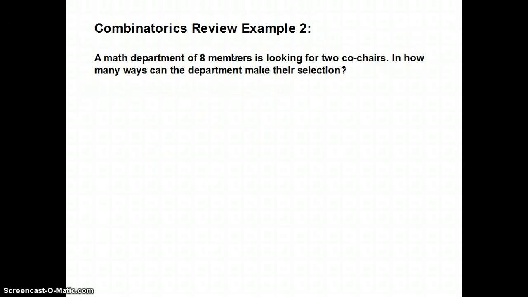A math department of 8 members is looking for 2 co-chairs. How many ways can the department make their selection? Well, in this case, we're once again asking ourselves, is this a question where order matters or it doesn't matter? In this case, we're just looking for 2 co-chairs. So if I pick Mr. R first and then Mr.